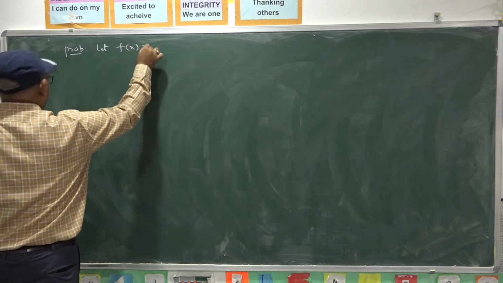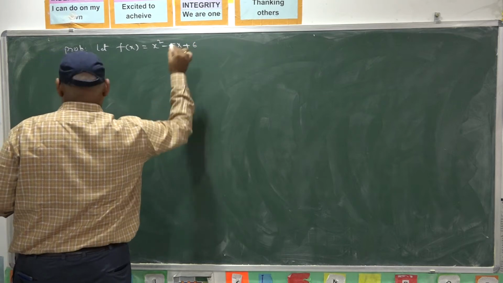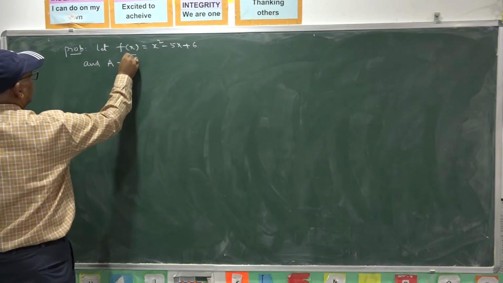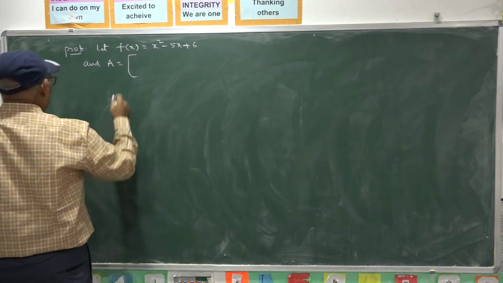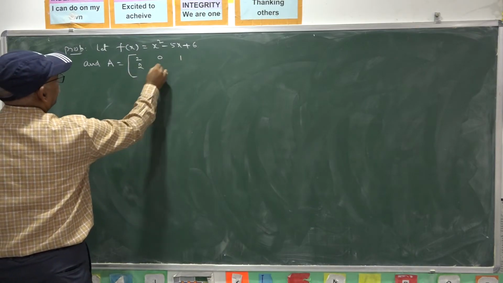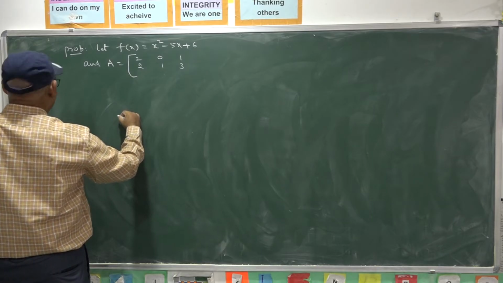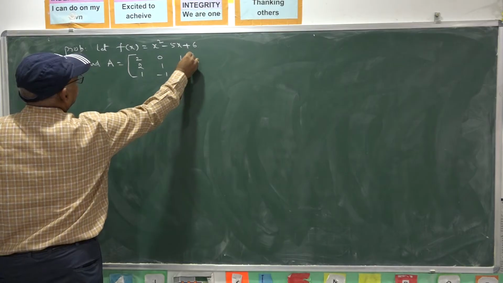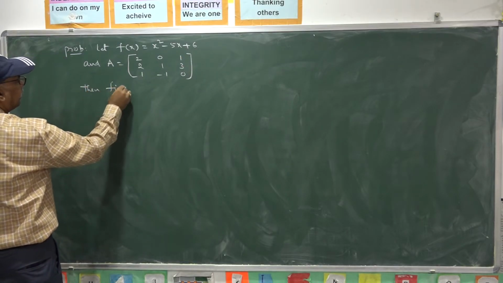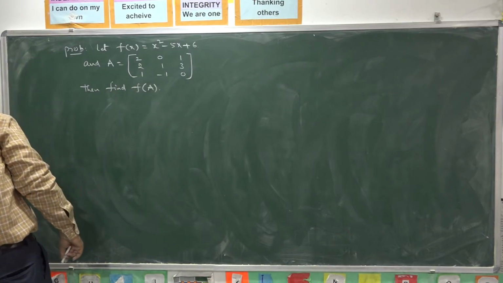Let f(x) equal x square minus 5x plus 6, and the matrix A is 2, 0, 1, 2, 1, 3, 1, minus 1, 0. Then find f of A.